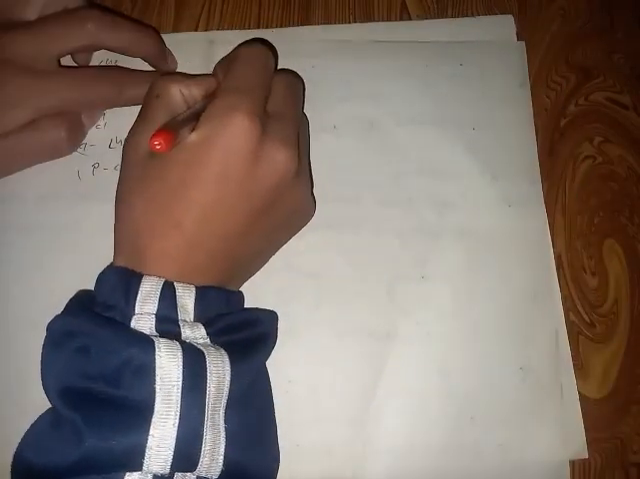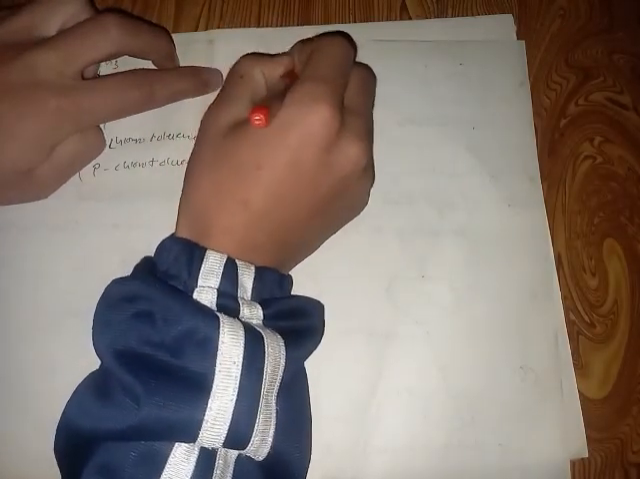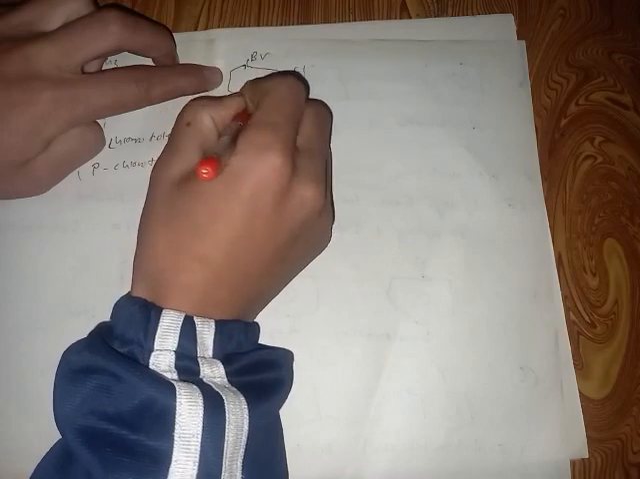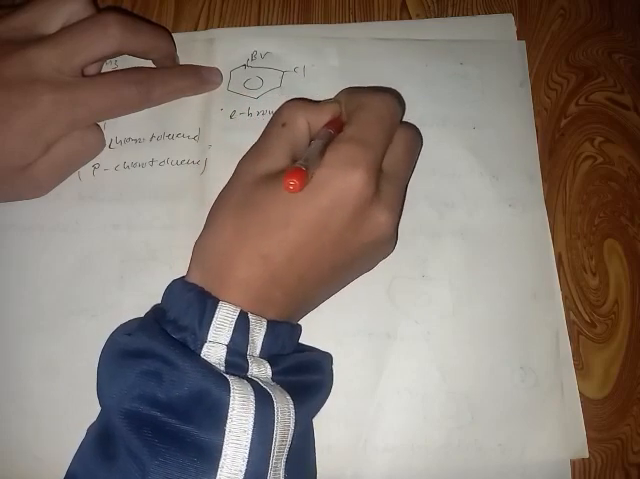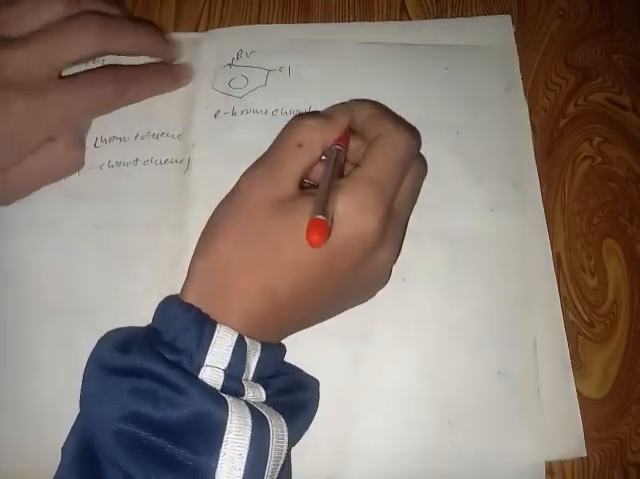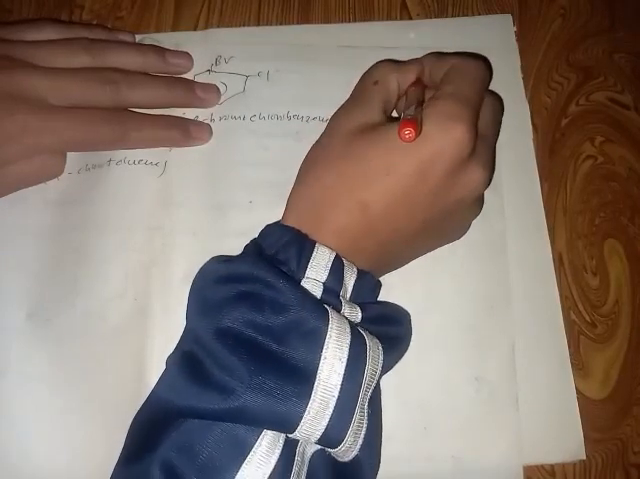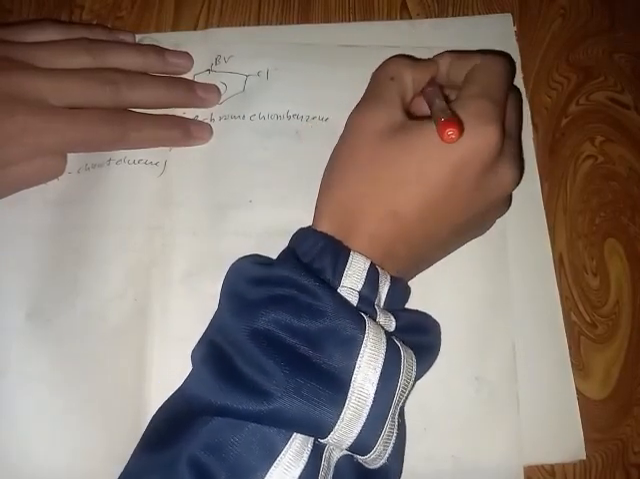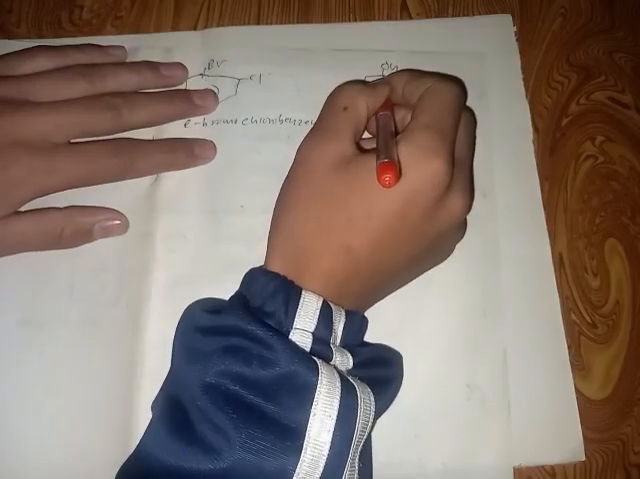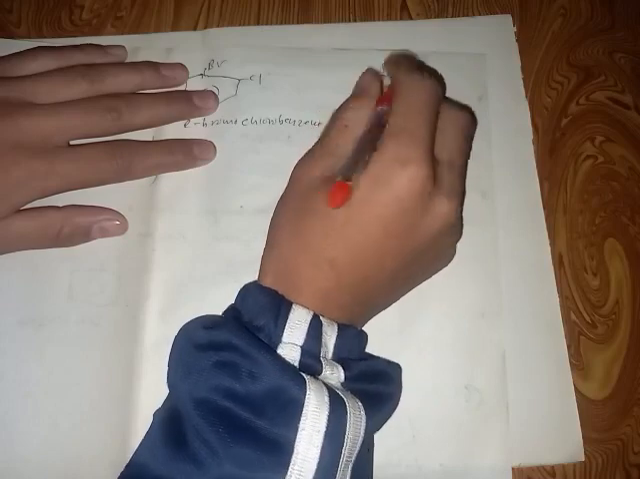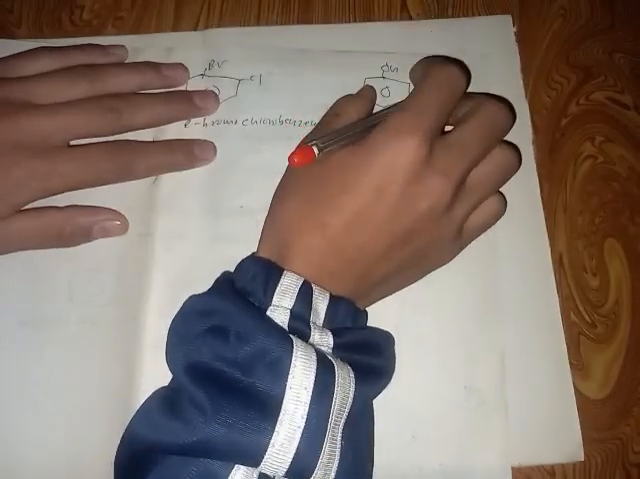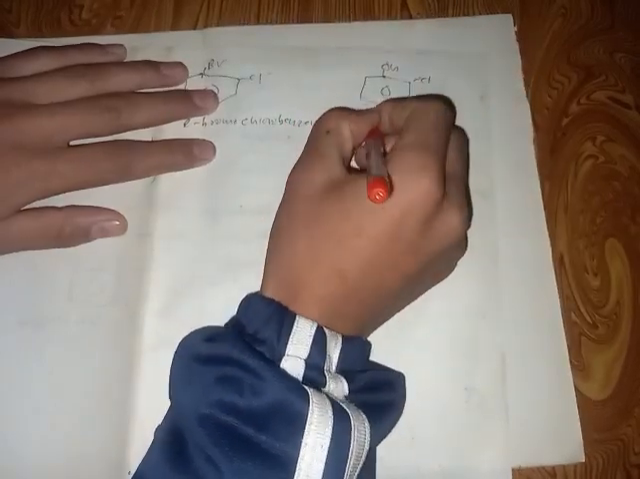And another structure, BrCl. The name of this compound is 2-bromochlorobenzene. And another compound, the name of this compound is 2-chlorophenol. We can see that the name of the compound is 2-chlorophenol.